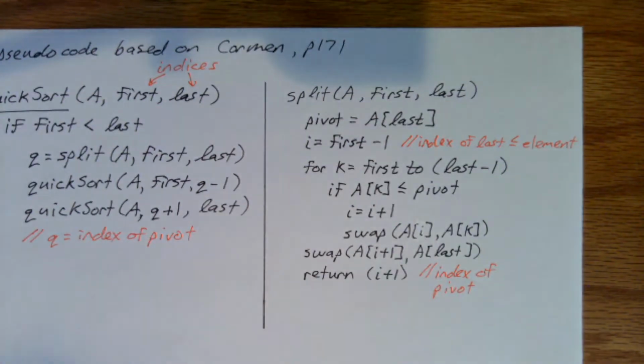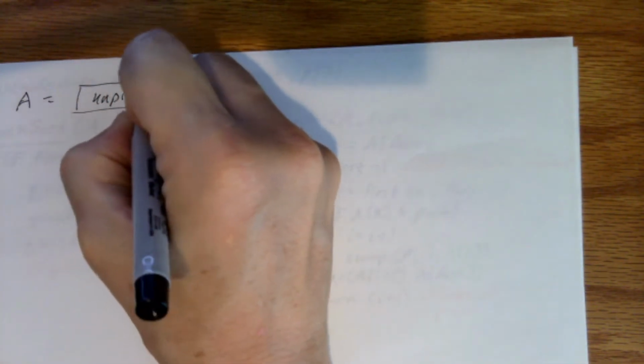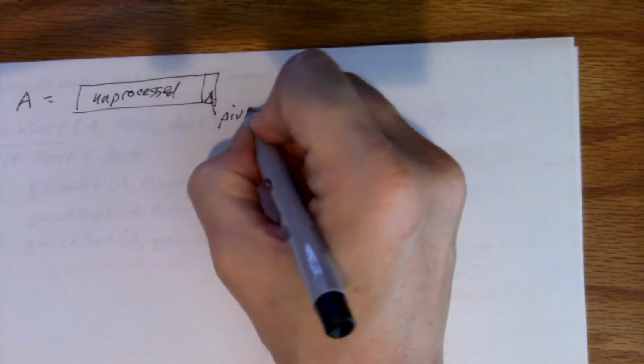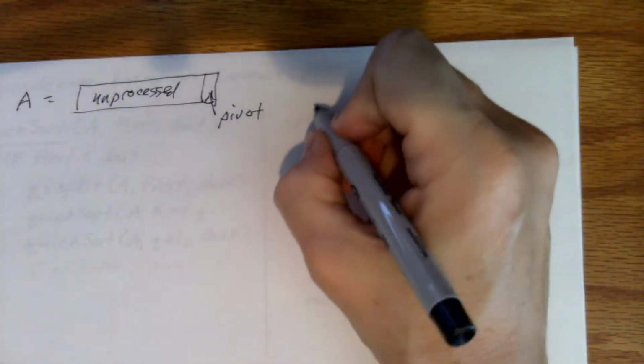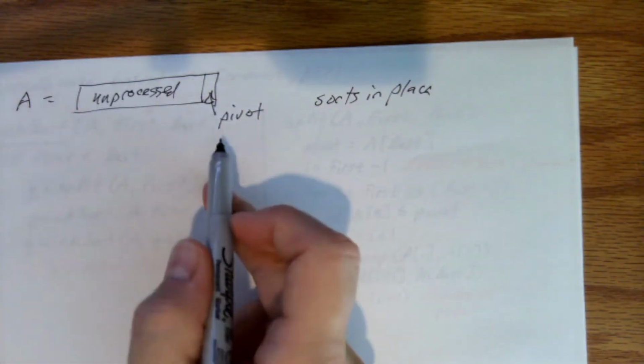So let's see at a high level what I just said, and then we'll work through an actual example. So we have some array A, and we have these elements here that are unprocessed at this point. And we're going to choose the last element as the pivot. Now note that quicksort sorts in place. So ultimately what we're doing is moving things around within the array to sort the array.